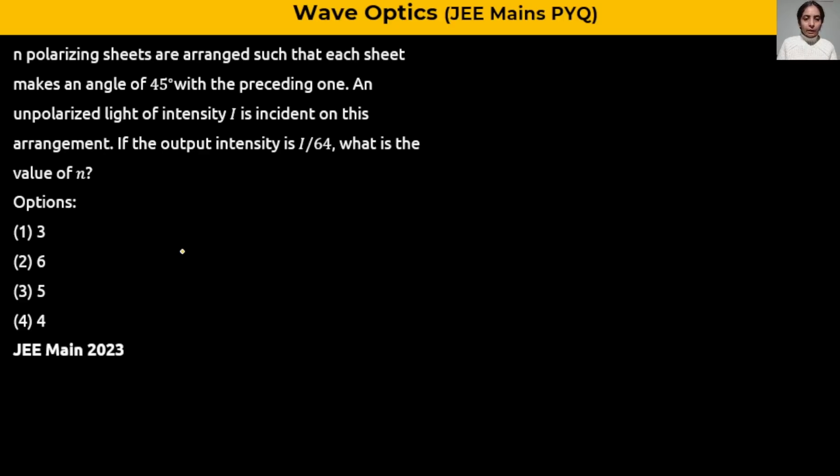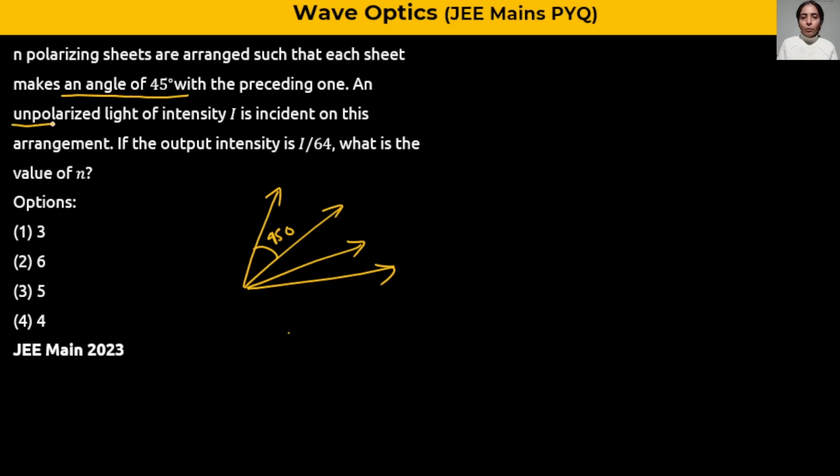एक question है, I mean this one. N polarizing sheets are arranged such that each sheet makes an angle of 45 degree with the preceding one. So let's say there are n sheets. So first को मैंने ऐसा लिया, second ये है, third ये लिया, fourth ये लिया, and thus n number of sheets are there such that this angle is your 45 degree. Now an unpolarized light of intensity I is incident. So let's say here unpolarized light is incident.